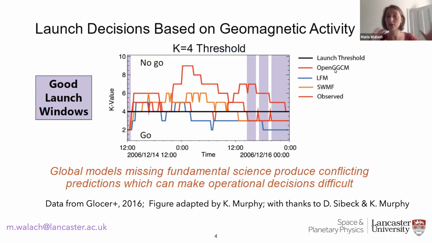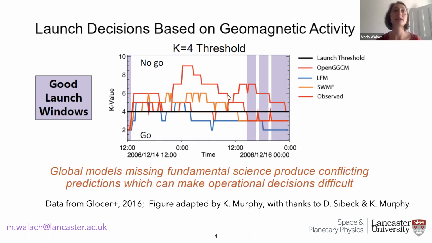So that's a global circulation model that has been developed and is run at NASA. Then the LFM model is also a global magnetospheric plasma model, and then there's the Space Weather Modeling Framework, which tries to model everything from the sun and how the Earth system is affected. And what you'll note here, most crucially, is that they are all very, very different. So we are missing something here, because we're not able to predict what the observed values are.